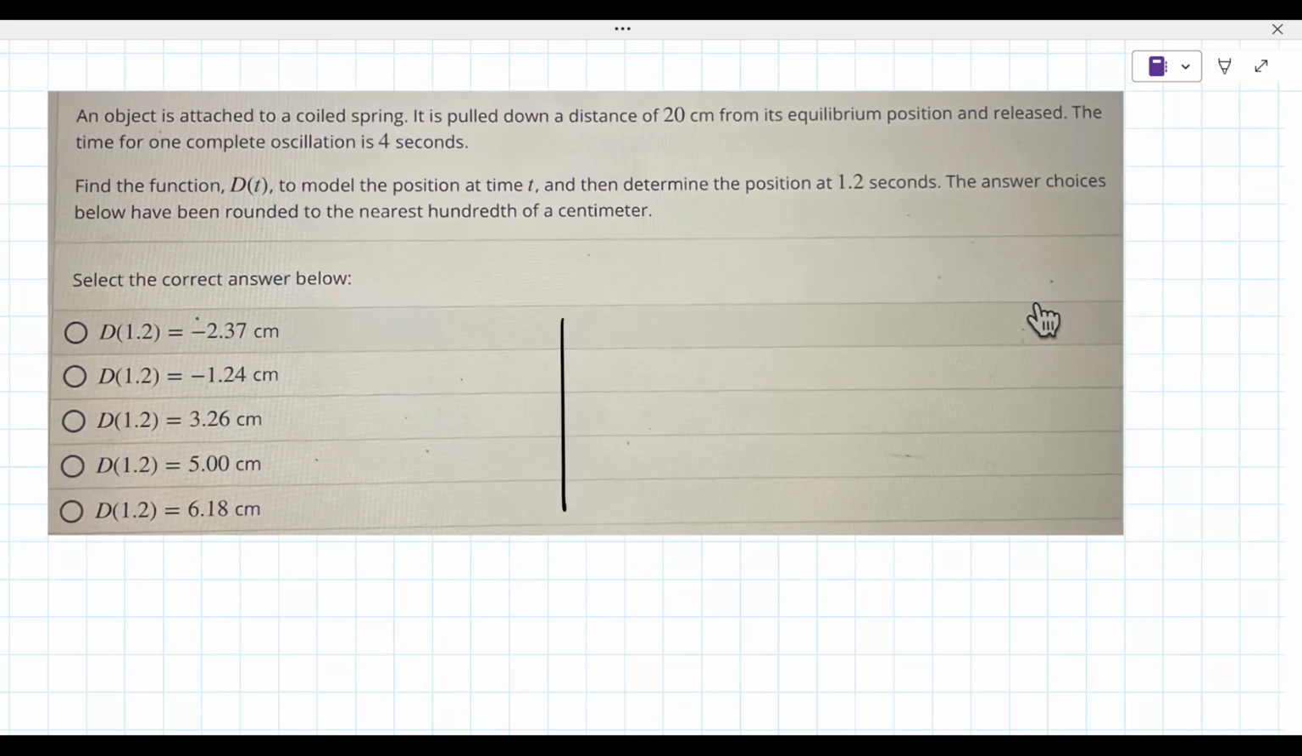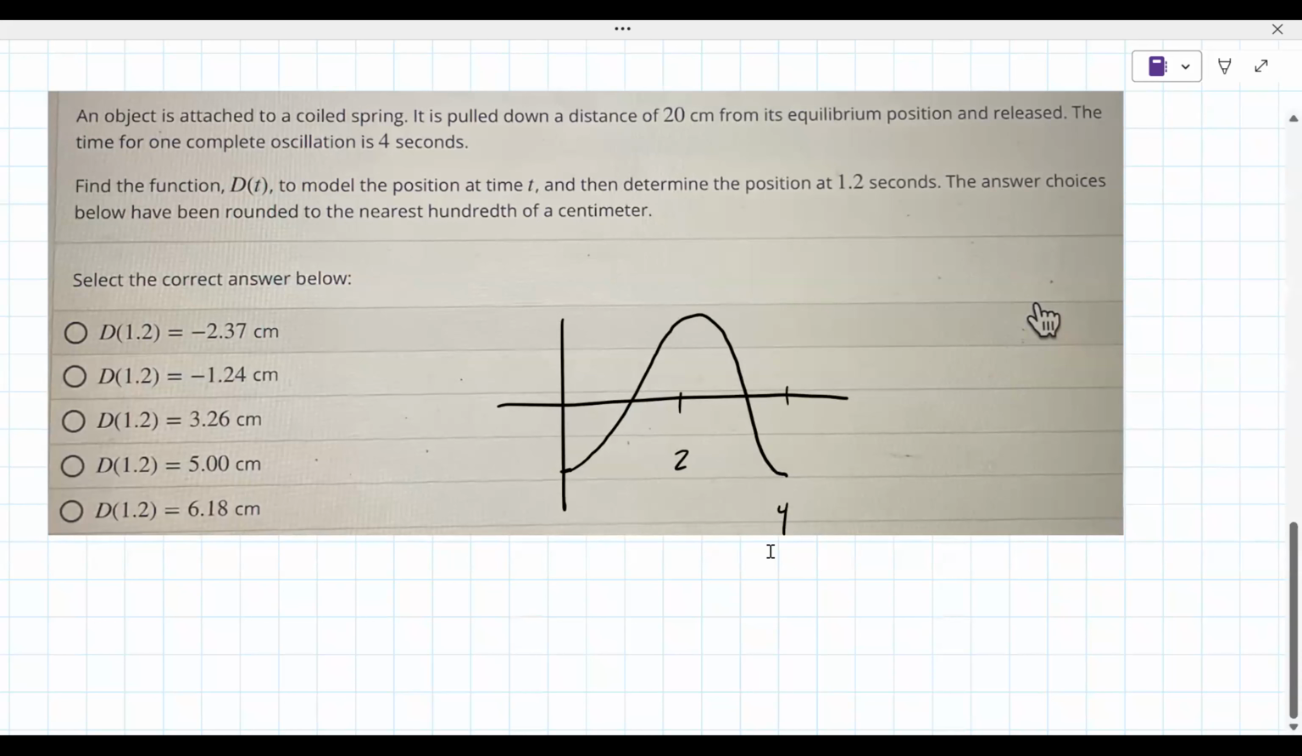One thing is it's starting down here, 20 centimeters down from its equilibrium position. So then it comes up and does this in 4 seconds. And so we know at 2 seconds one point is probably here. That's why I was asking, basically it's one of these answers, but we probably do need to write the equation.